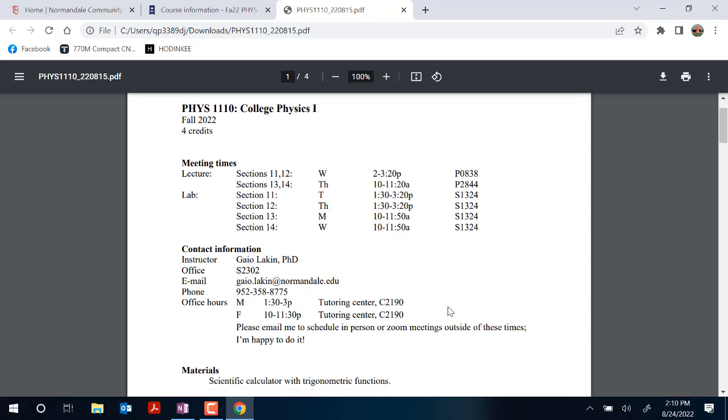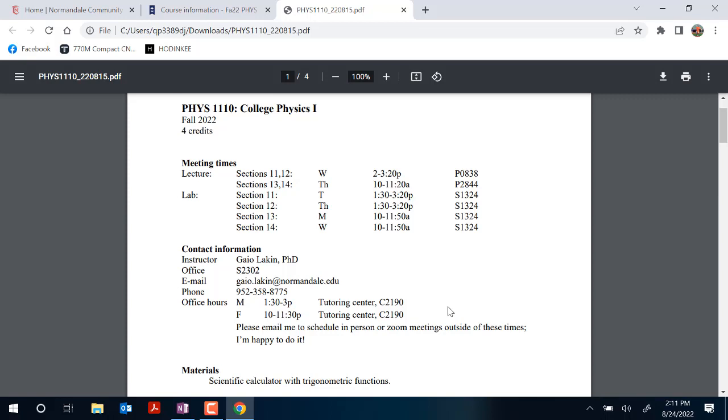Okay, so this is the structure of the class. There are 4 sections, 11 through 14. Each section has a lecture and a lab. Well, I guess you're the ones who understand this for sure because you're here at the lecture. The people who need to hear this are out in the corridor somewhere. This is the lecture for sections 11 and 12, and then the corresponding lab time is underneath.